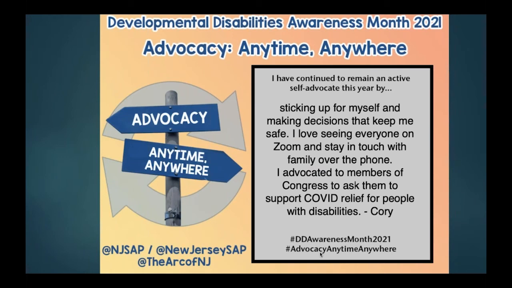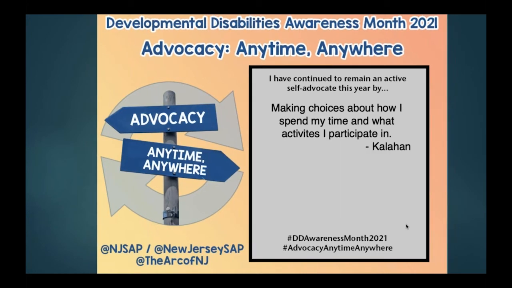There is an opportunity for anybody to participate in DD Awareness Month by filling out a template that we created. Here's a sample of some of the templates we've collected over the past couple months. Corey has stayed active as a self-advocate by continuing to stick up for herself and make decisions that keep her safe. She's been doing a lot more advocacy on Zoom and staying in touch with family over the phone, but also attended our congressional recess advocacy meetings during the summer to ask that they support COVID relief for people with disabilities. Corey's quote just highlights that maybe we can't go to the State House in person or go down to Capitol Hill and advocate, but we can still be effective advocates.